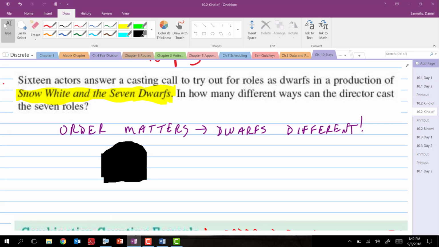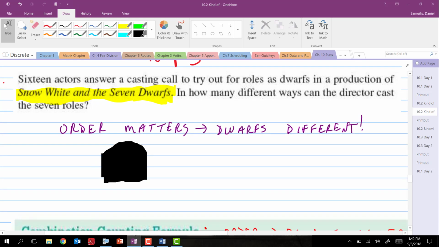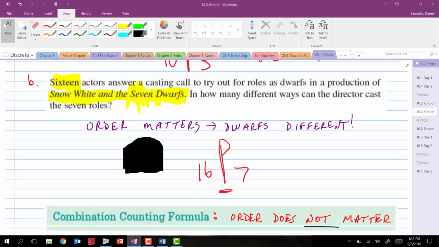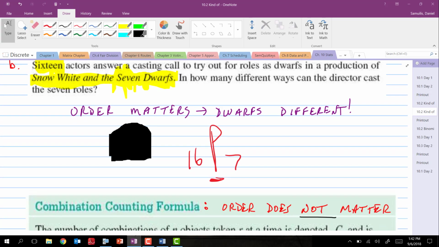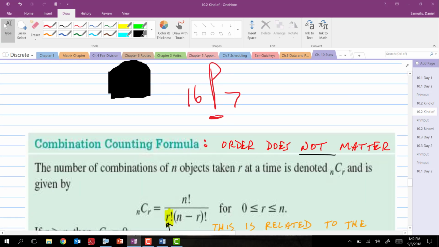So wouldn't you agree that if I had 16 actors trying out for 7 roles, how many different ways can that be assigned? It's a 16P7 because whatever role you get, it's different. Right? And then I'll really try to figure, when we do combinations, you'll see a real big difference between these two. Okay? And I'll try to explain it, but really the crux of it is, it's a permutation if order matters how things are picked. It's a combination if order doesn't matter and how it's picked.